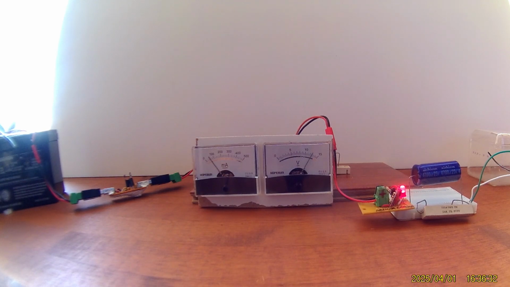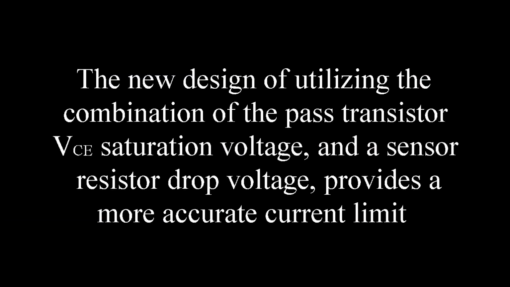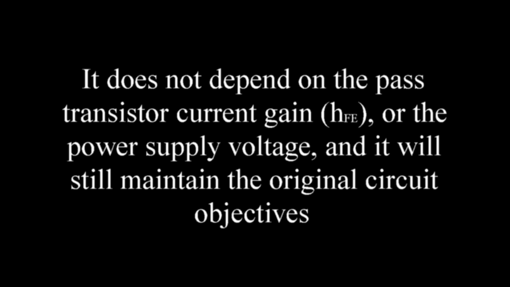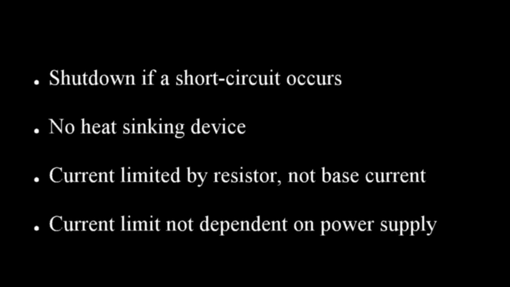limit. Conclusion. The new design of utilizing the combination of the pass transistor VCE saturation voltage and the sensor resistor drop voltage provides a more accurate current limit. It does not depend on the pass transistor current gain or the power supply voltage, and it will still maintain the original circuit objectives. Shutdown if a short circuit occurs. No heat sinking device. Current limit by resistor, not base current. Current limit not dependent on power supply.